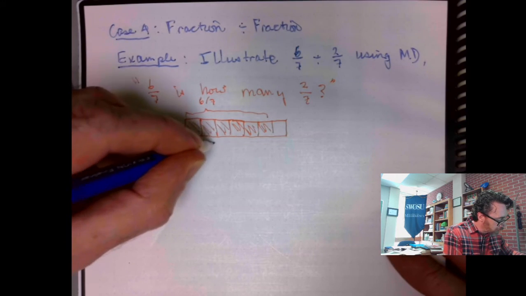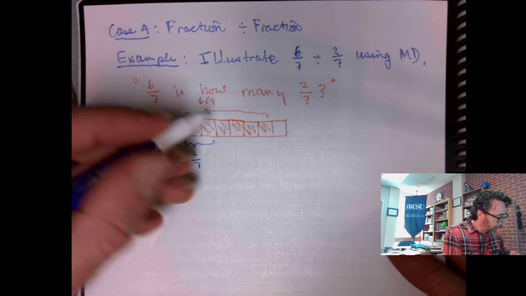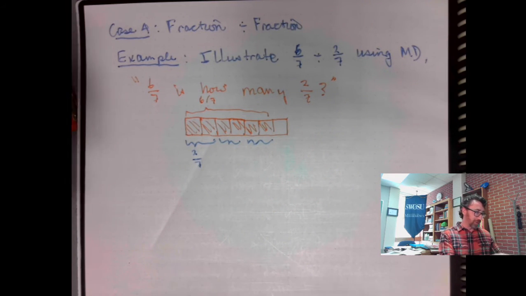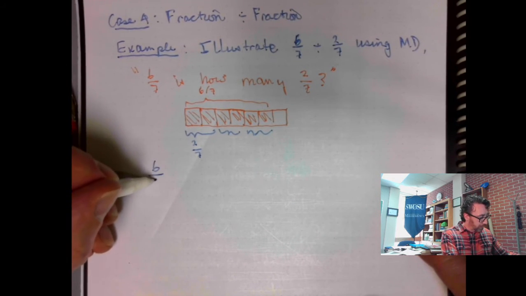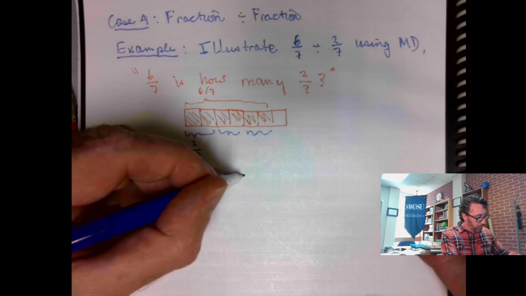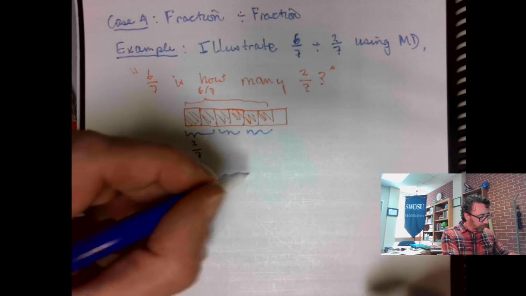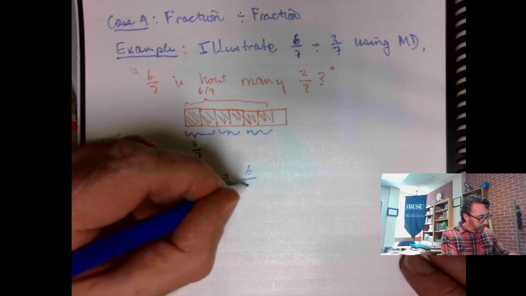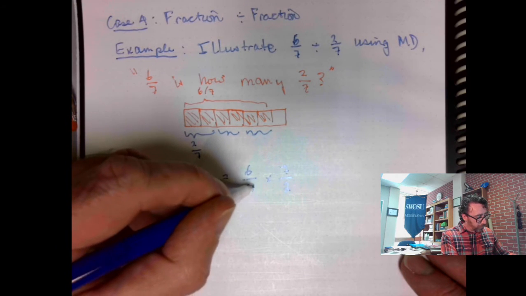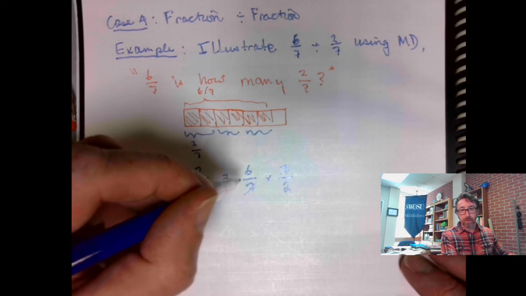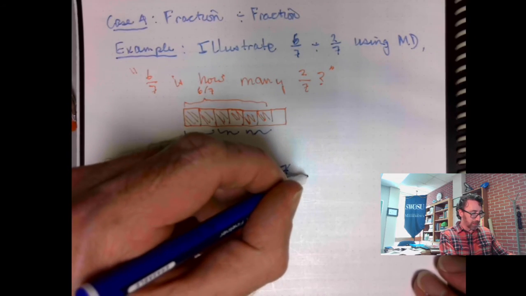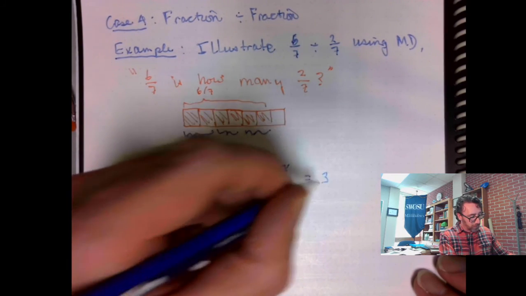Now 2/7, well, that's right there. So you can see I have 1, 2, 3 groups. So 6/7, if I take that and I'm breaking it up into groups of 2/7, I know I'm supposed to get 3. Let's look at what happens here. If I take 6/7 times 7/2, the 7s would cancel here. Dividing by 7 and then multiplying by 7, those operations would just undo each other. I get 6 divided by 2, which gives me my 3.